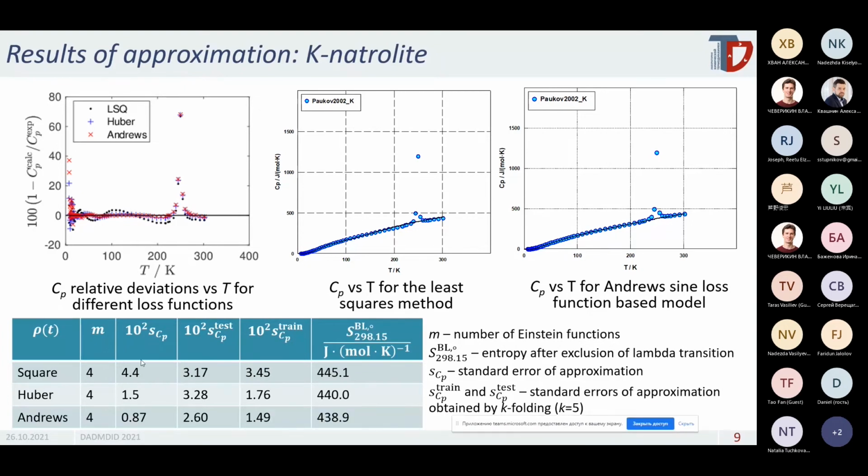We can see the table on the bottom with the obtained standard deviation of approximation, the standard error of our models. There are two kinds of its estimation: just compute the standard deviation, and use the so-called K-folding procedure, with K equal to 5. We can see that in the case of the K-folding procedure, the standard deviation is higher, but the model is still not overfitted.